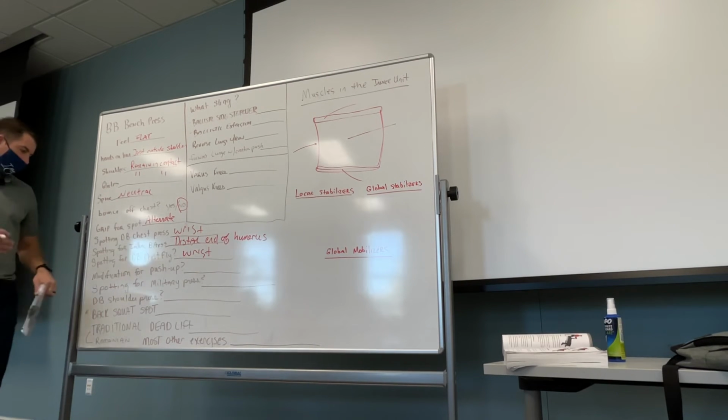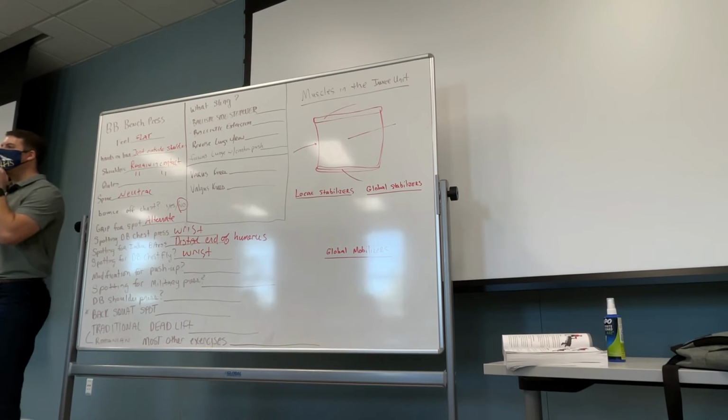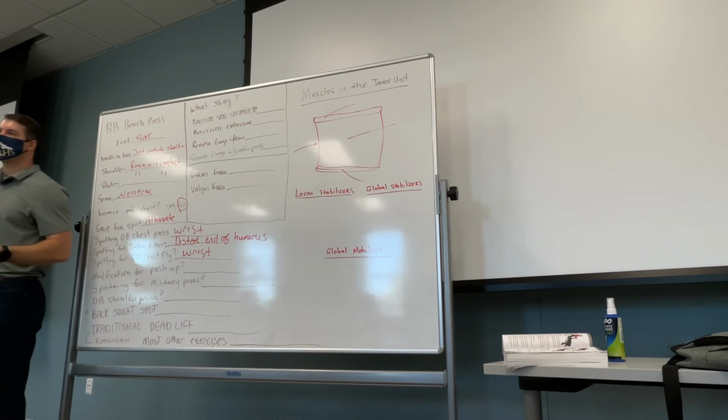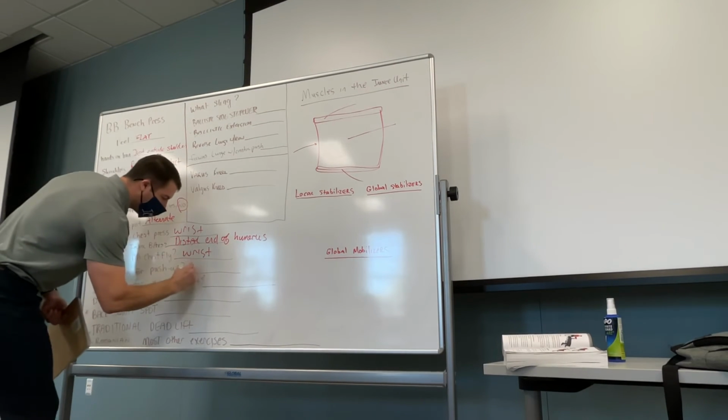Okay. What about modifications for the push-up? If they can't perform a push-up, what would be the first thing? It's not a knee push-up, but what's that? An incline. Wall push-up would be second, but modified, they want you to know that it's just called a bench push-up.